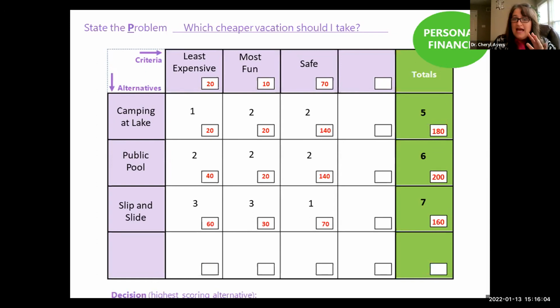analysis. And lo and behold, I'm so glad we did the more precise number crunching, because it turns out we're going to the public pool instead of that old slip and slide. But you'll see here that the opportunity cost will be the second highest scoring alternative. So based on this analysis, when we go to the public pool, it cost us the opportunity to go camping at the lake.